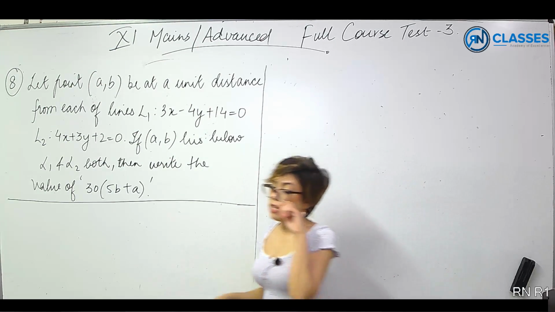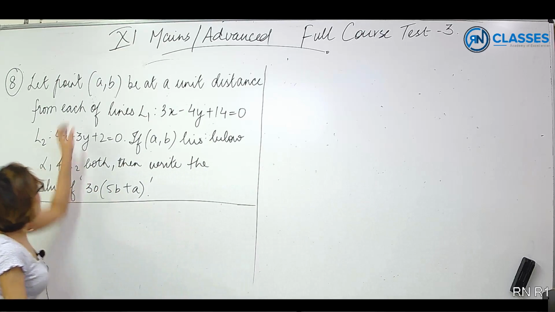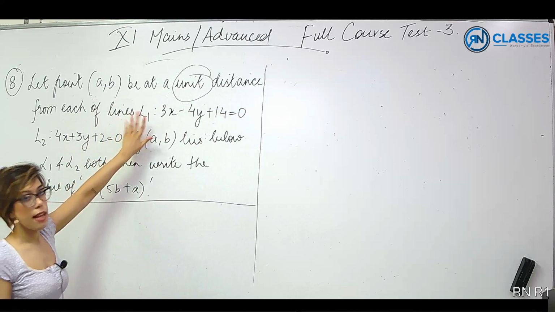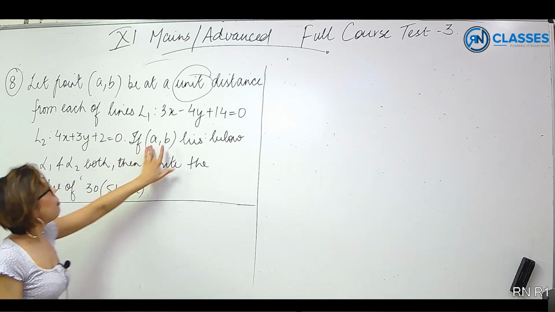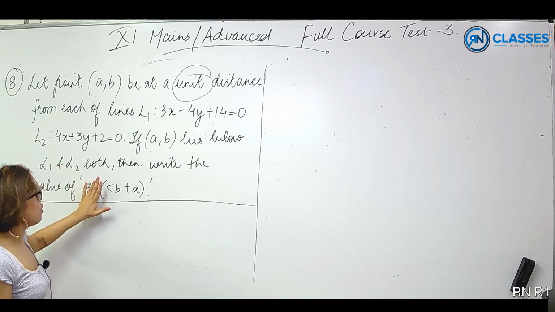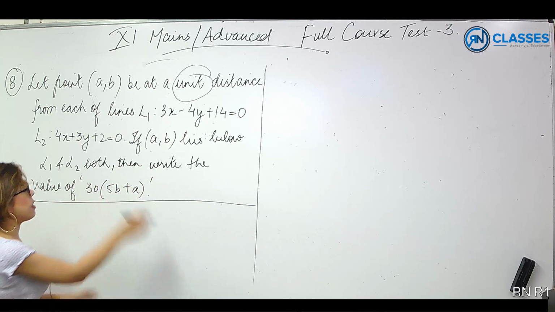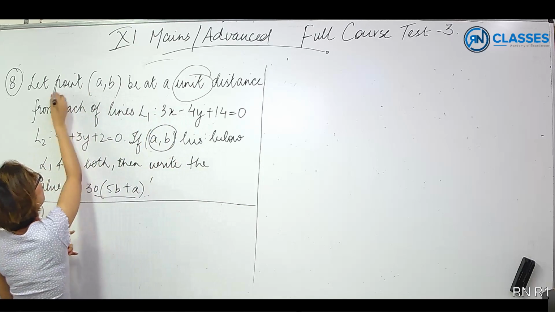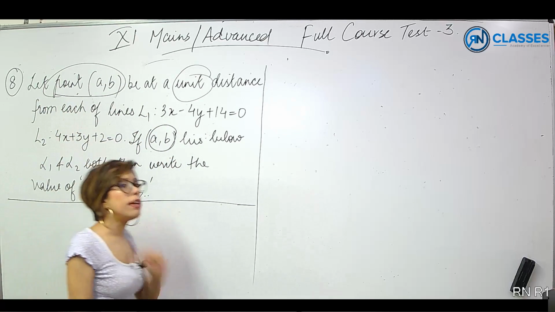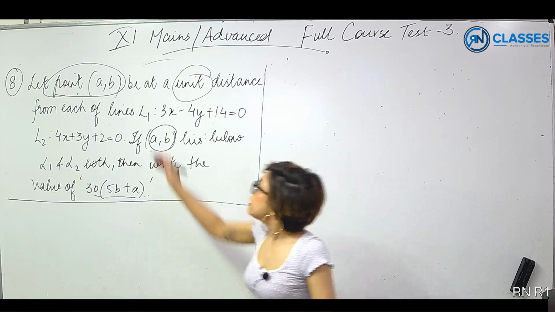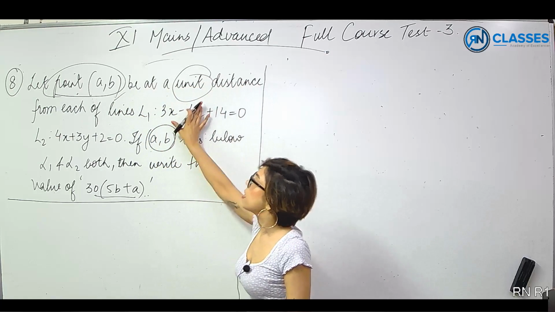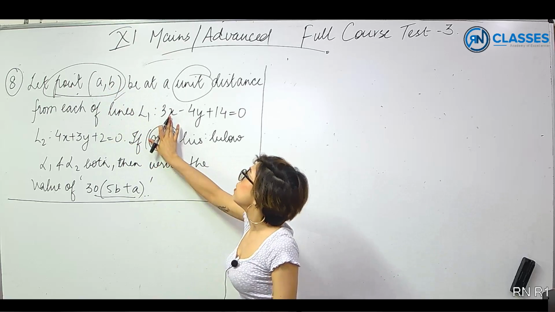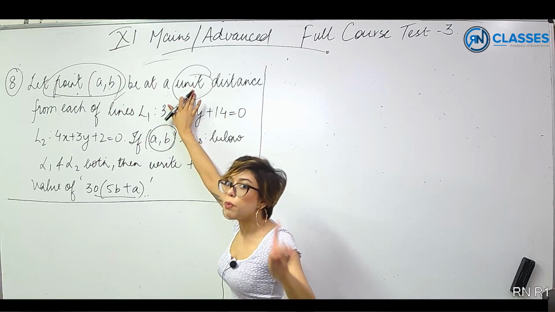Alright, on to the next one. Now he says let a comma b be at a unit distance from each of these lines, L1 and L2. If a comma b lies below the lines L1 and L2, then write the value of this. Right? Basically I want a comma b. Now there are two conditions. Now he says that this point is at a unit distance from this line as well as this line. Right? The distance between this line and this point, and this line, is unit, which is 1.